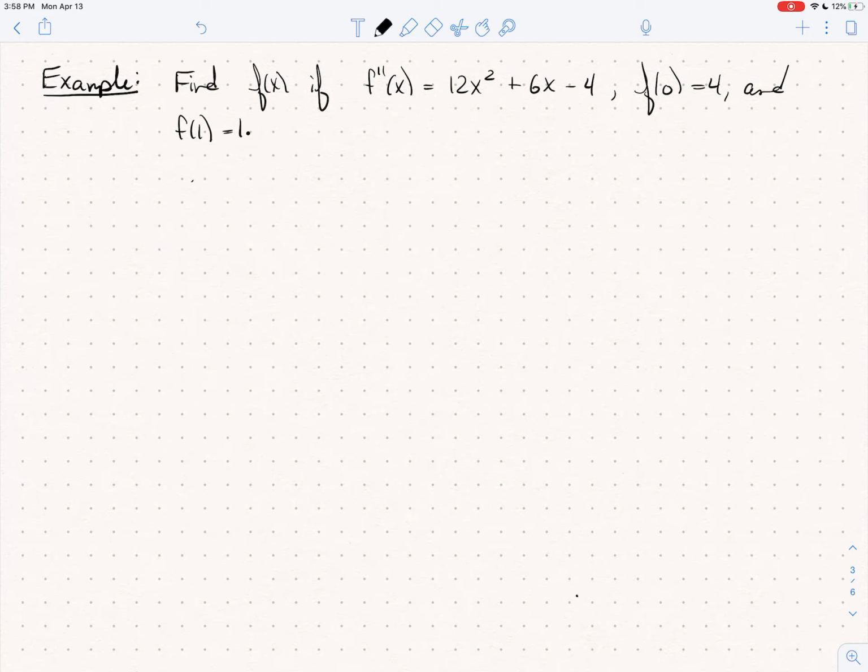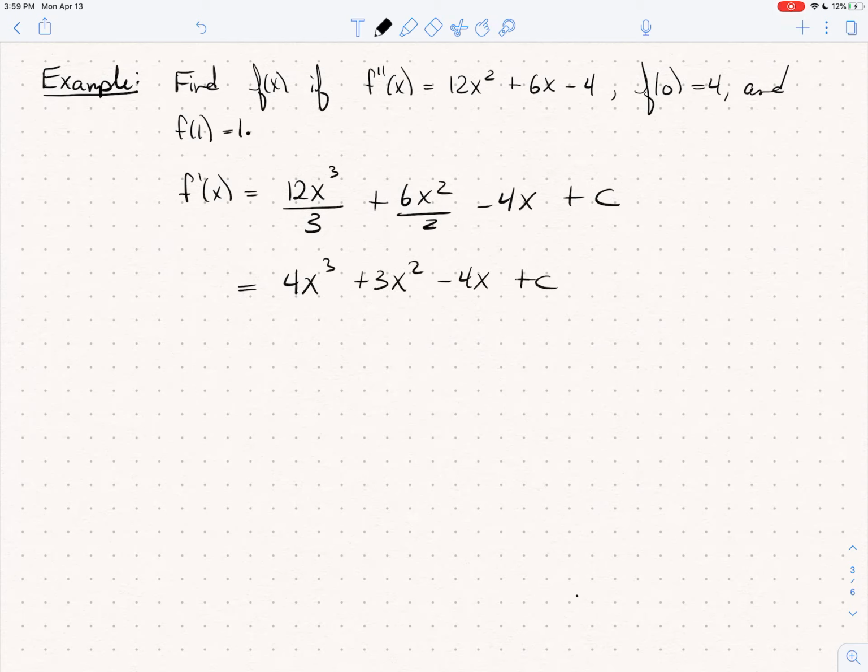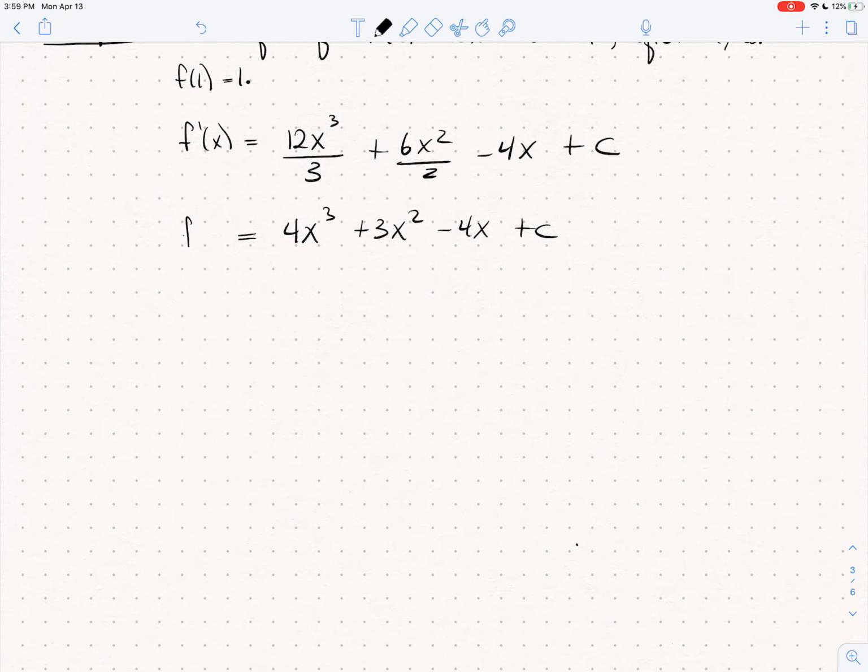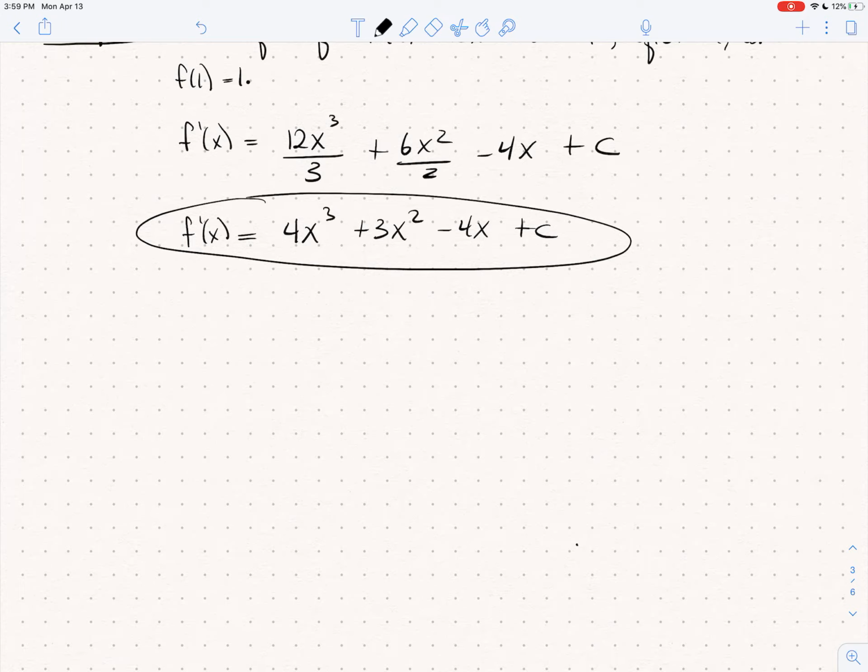So given f double prime, I know that f prime is going to be an antiderivative of f double prime. So I'm going to get 12x cubed divided by that power plus 6x squared divided by that power minus 4x plus c. Simplify: 4x cubed plus 3x squared minus 4x plus c. All right, that's f prime. Now I'll just circle that.